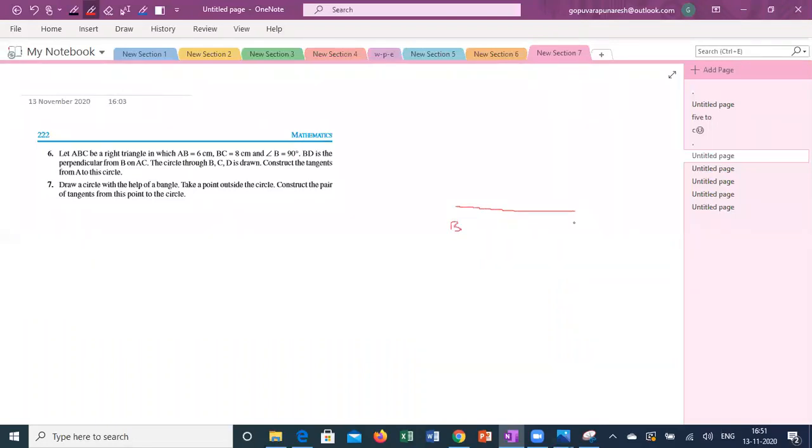Take BC as 8 centimeter and AB as 6 centimeter. By joining, you will get the right angle triangle at B. BD is a perpendicular drawn from B on AC. You have to draw a perpendicular from B to D. So this is the right angle.